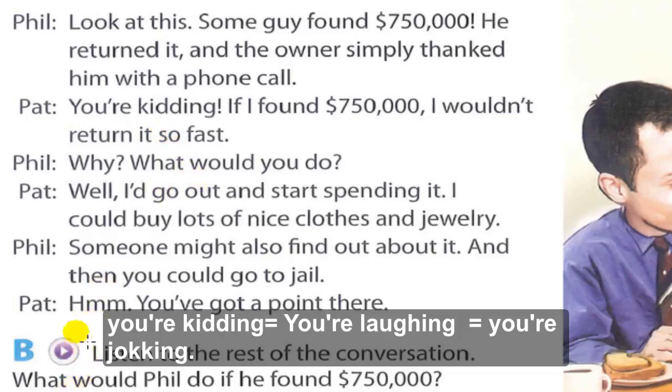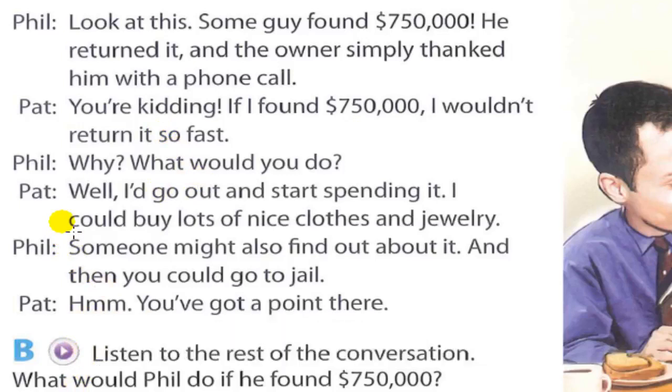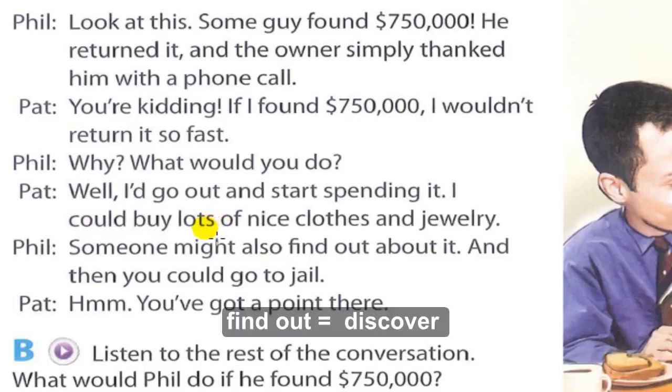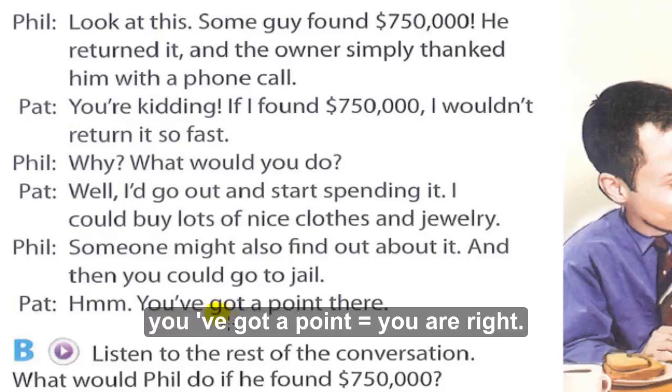Well, I'd go out and start spending it. I could buy lots of nice clothes and jewelry. Jewelry, jewels, gold. Someone might also find out about it. Find out means discover. And then you could go to jail. You could go to prison. You've got a point there. You've got a point means you're right.